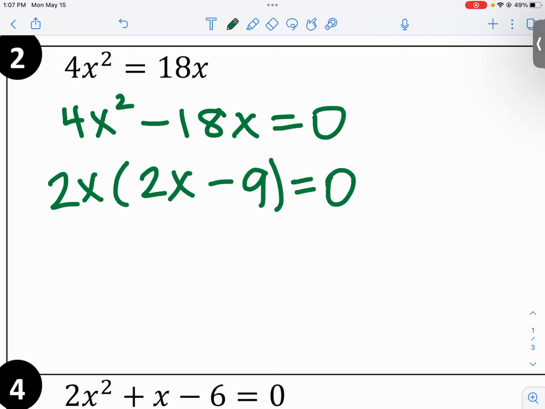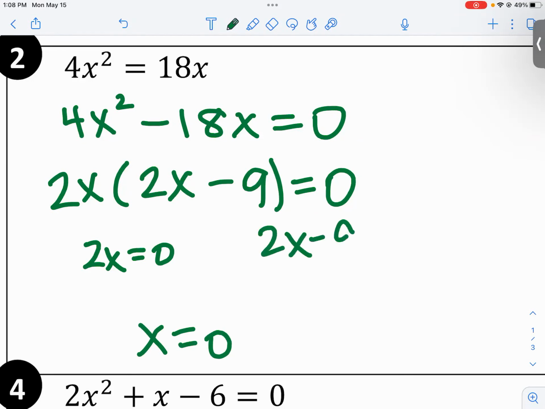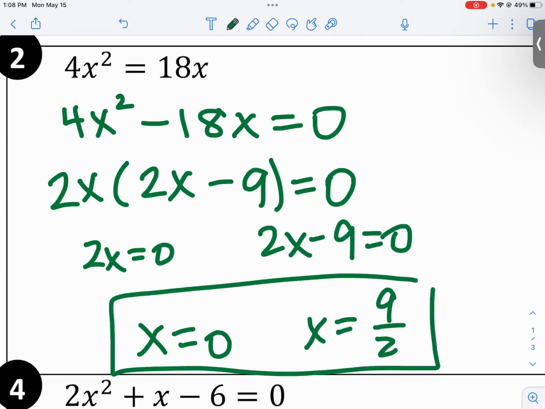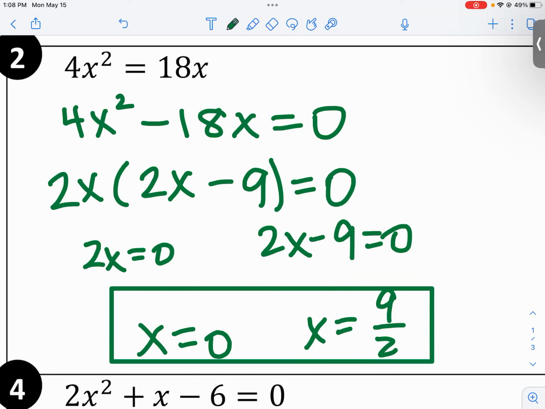This is way better than the quadratic formula. Because if 2x equals 0, that means x equals 0. And if 2x minus 9 equals 0, that means x is 9/2. Now, we could have gotten there with the quadratic formula. It might have just taken a little bit longer. Now, if you don't see the GCF, it would.